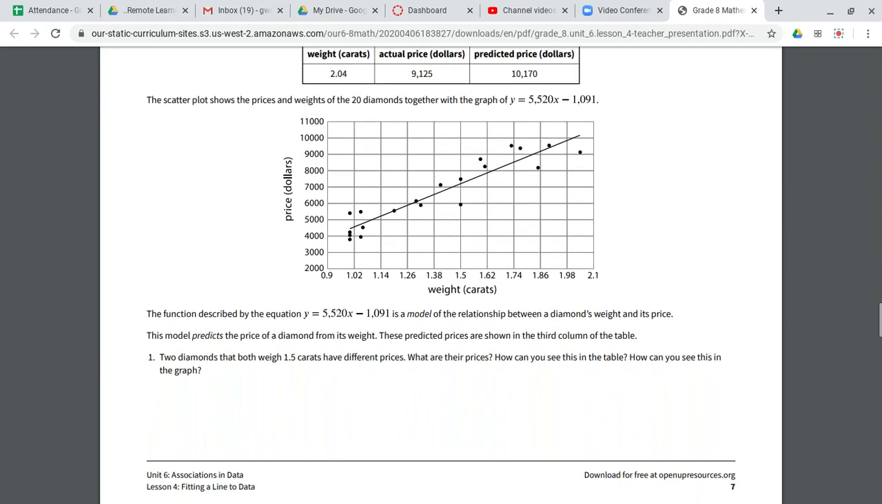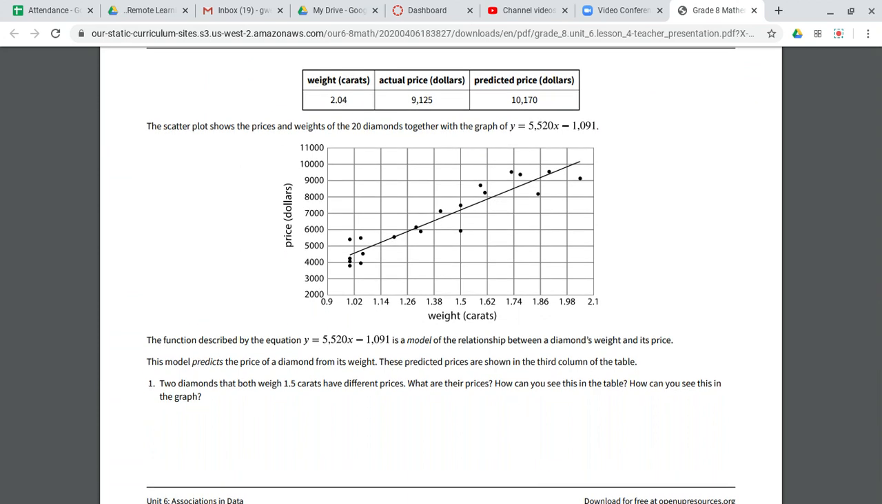And then when we come back down here to the scatter plot, what do we do? How can we tell that there's 2 different diamonds that both have a 1.5 carat, but they have different prices? How can we see that? Yeah, we can look at the graph and you should notice at 1.5, we've got 2 different points.